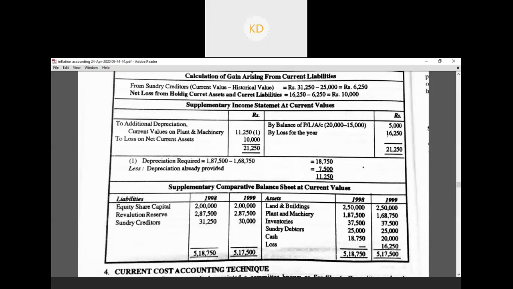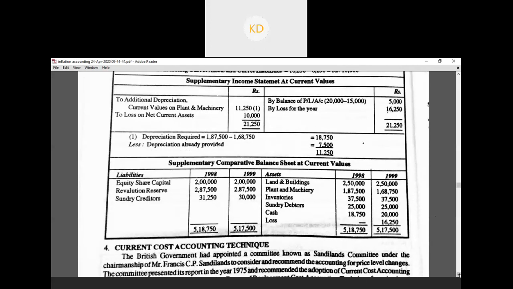Additional depreciation you have to create. We have seen additional depreciation was 11,250, and you have a loss on the net current assets. That is the monetary loss which we calculated above on current assets and current liabilities. So that extra amount 10,000, 10 plus 11, 21,250 is the total debit amounts. You have on the credit 5,000. Loss for the year after necessary adjustments is coming to 21,250.